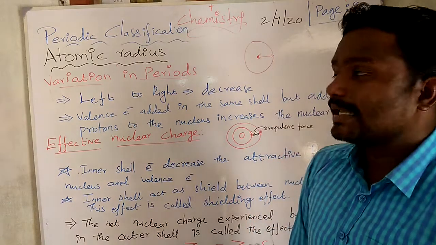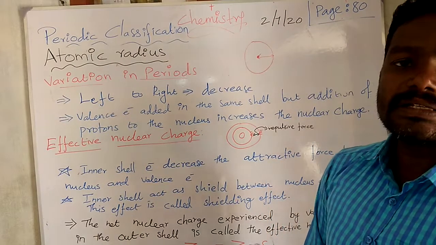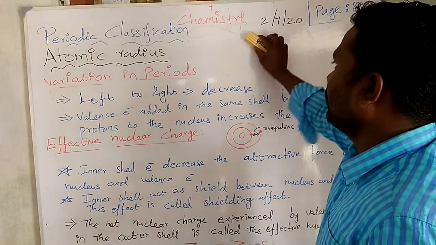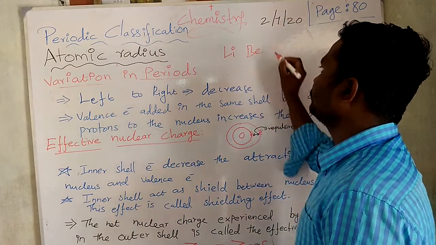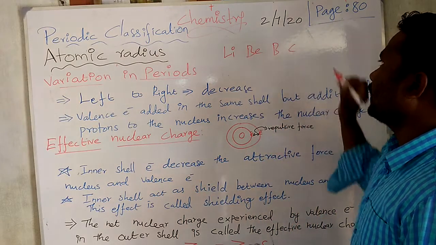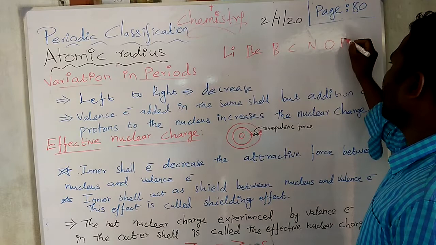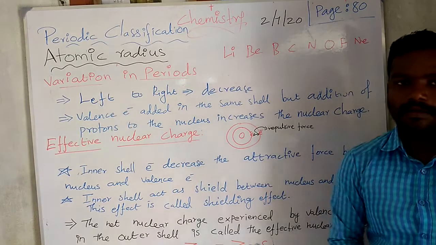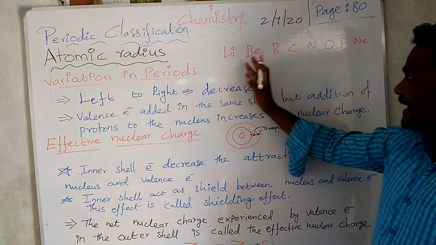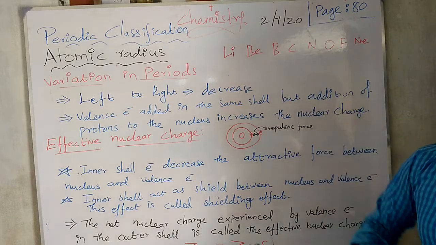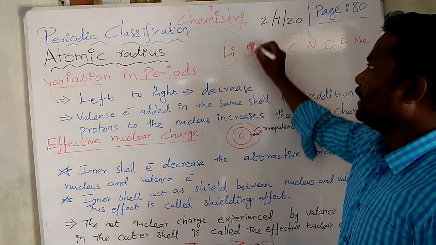We can take the second period elements like lithium, beryllium, boron. What are the elements present in the second period, my dear students? Lithium, beryllium, boron, carbon, nitrogen, oxygen, fluorine, neon. These 8 elements are present in the second period. In the second period, we can compare the size of any 2 elements. For example, we can take lithium and beryllium.